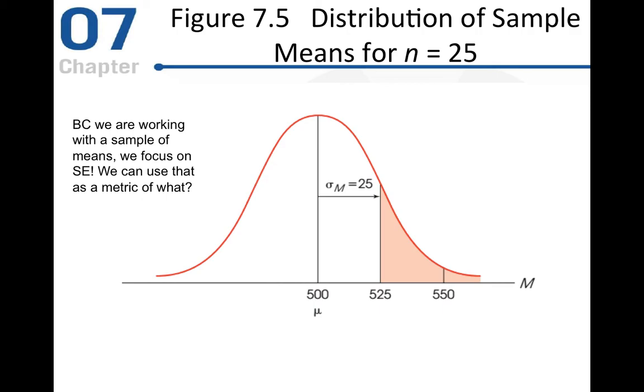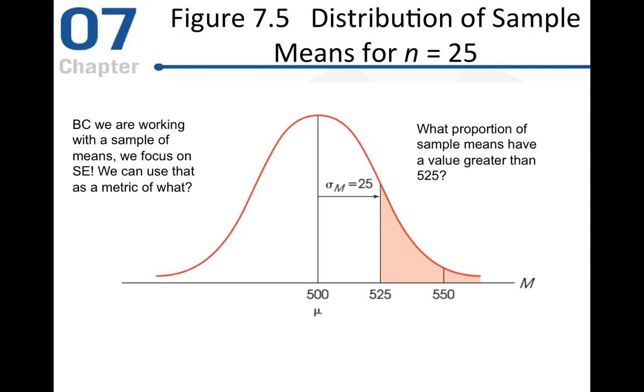Because we are working with sample means, we focus on standard error. We can use that as a metric of the average distance from the population mean to the sample mean. Sounds pretty similar to standard deviation, right? It's computed slightly differently, but the concept is very similar. The biggest thing is that we're working with sample means here, not individual scores.